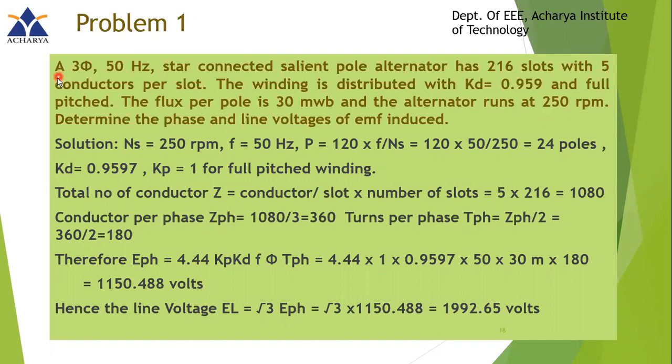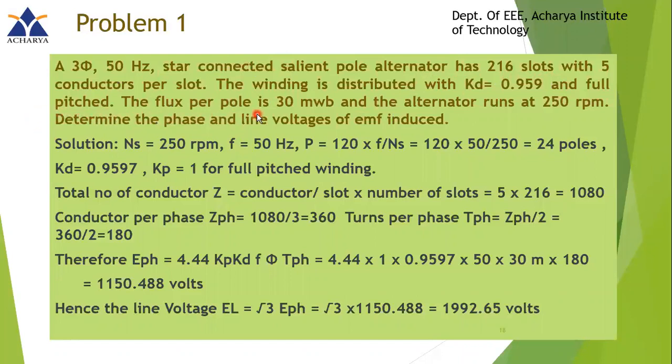So coming to the first problem: a three-phase, 50 hertz, star connected salient pole alternator. Alternator means synchronous generator only, okay, don't get confused. It has 216 slots with 5 conductors per slot. The winding is distributed with distribution factor Kd equal to 0.959 and full pitched. Okay, they have given information about the pitch factor, that is, full pitched.